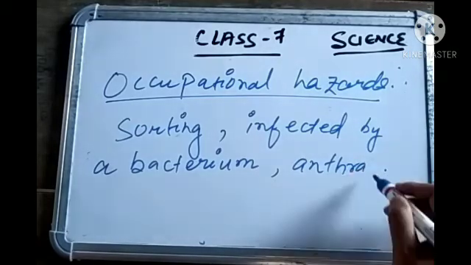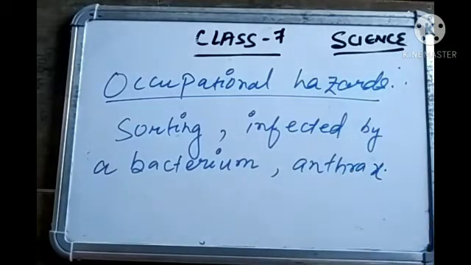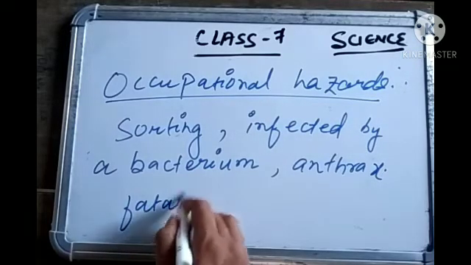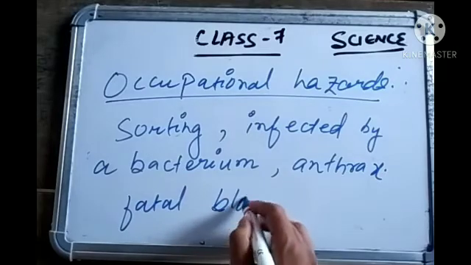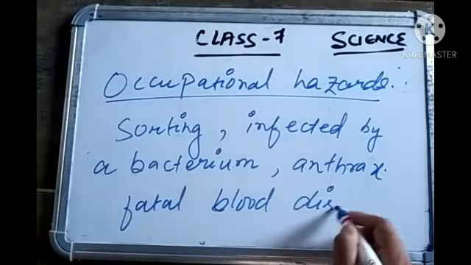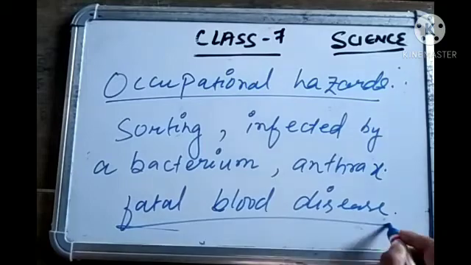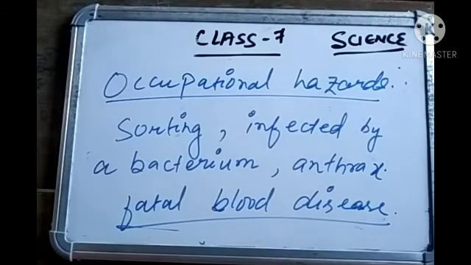So occupational hazard is very important. It is given in your textbook. While sorting, they may get infected by a bacterium called anthrax, which causes a fatal blood disease. And this disease is also called sorter's disease.